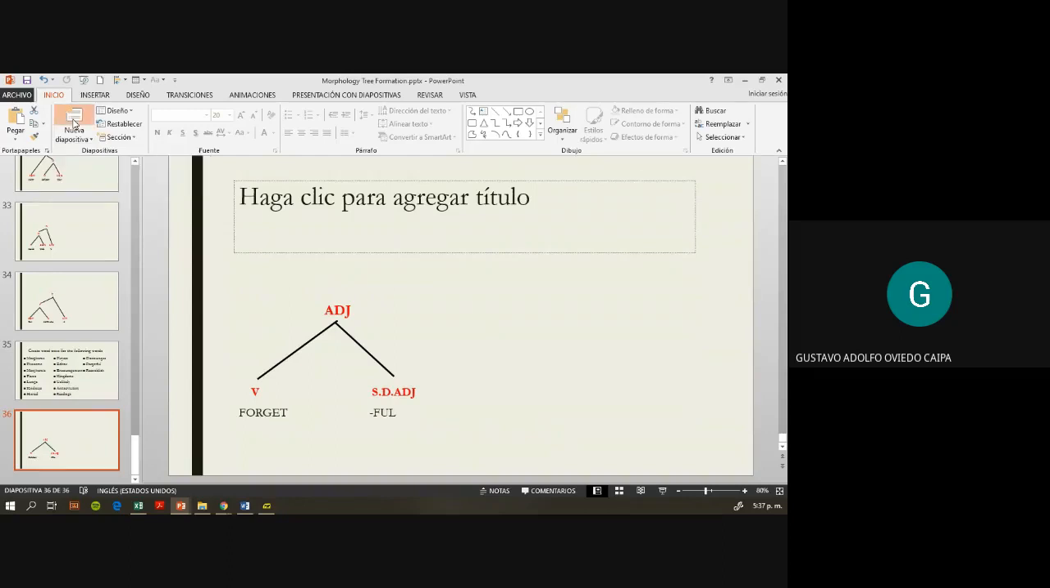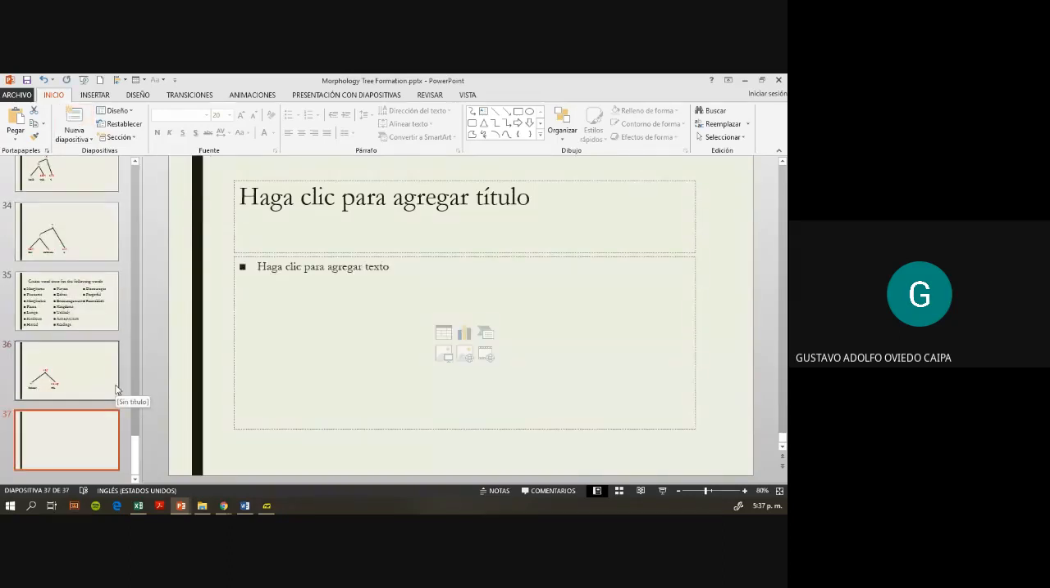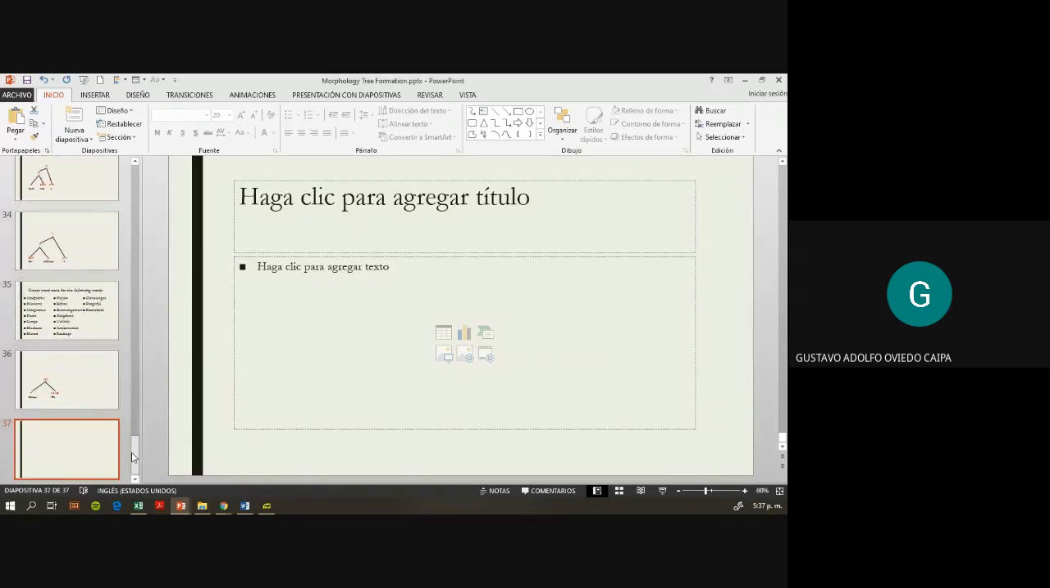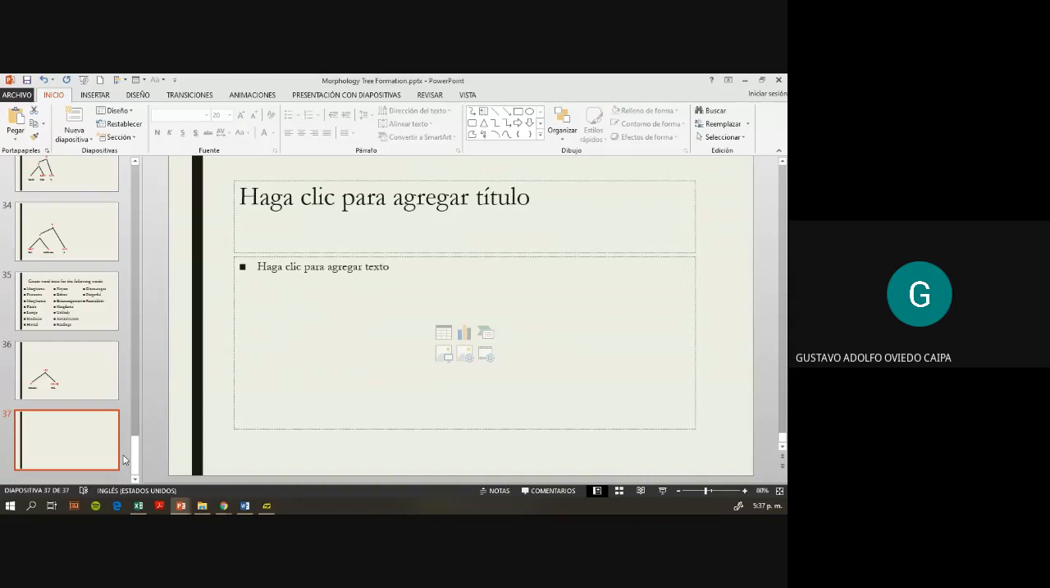And lastly, we got to the end. Oh my God. Didn't think it was going to take so much time. This would have been so much easier with a board. But oh well, that's what we have.